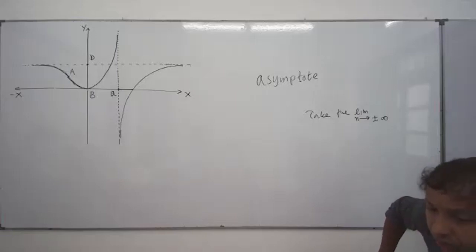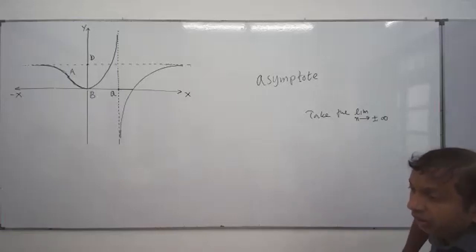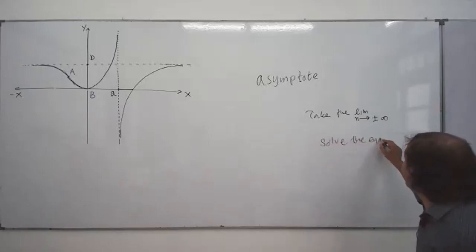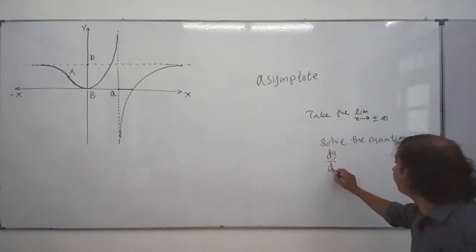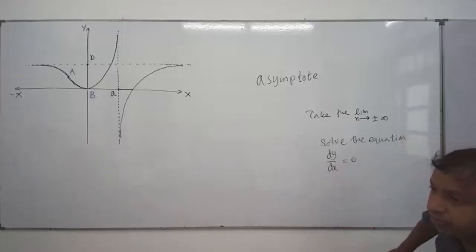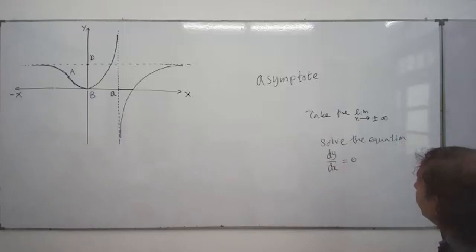To find the x values at the stationary points, solve the equation dy by dx equals 0. Solve the equation dy by dx equals 0.